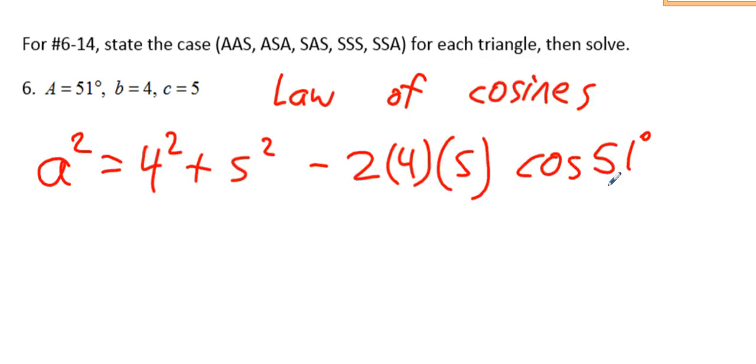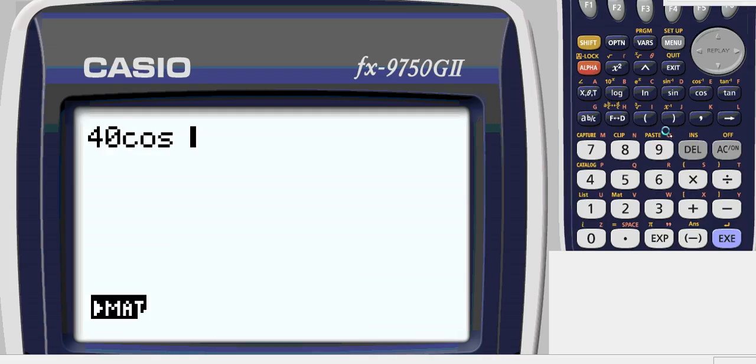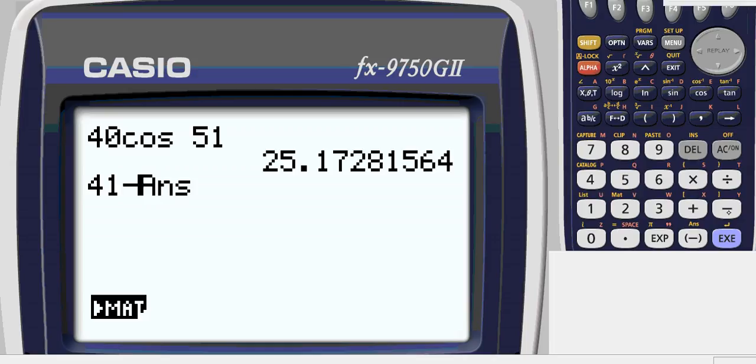So we're going to use our calculator. We're going to do 4 squared plus 5 squared minus 40 cosine 51. That's 16 plus 25, 41. So 40 times cosine 51. Make sure you're in degrees. You get 25.173. It's 41 minus that answer. It's 15.827, and that's what A squared equals.